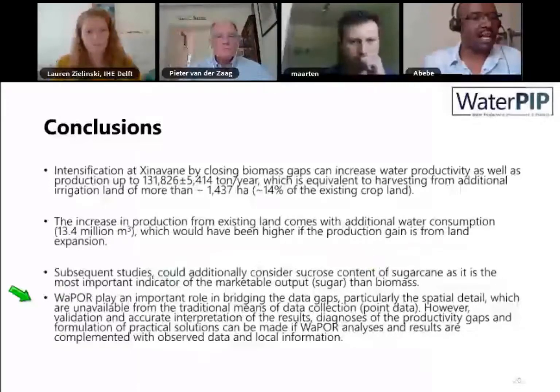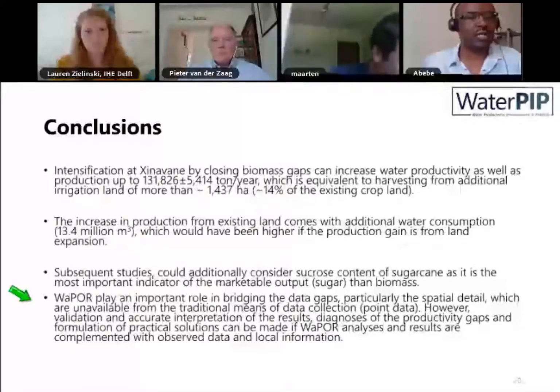So WaPOR plays an important role. In fact, we have seen this since the first webinar up to now, and it really bridges the data gaps, particularly the spatial details which are unavailable from the traditional means of data collection, point data. The first presenter, Aberra Girma, already showed they have just one data center to predict, operate, and do everything. So in such cases, also for future expansion or planning, WaPOR could really play a pivotal role.